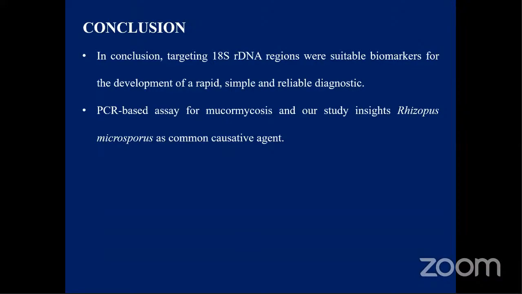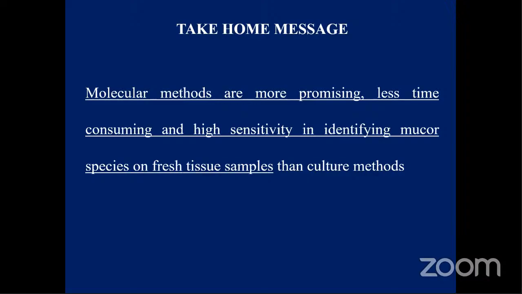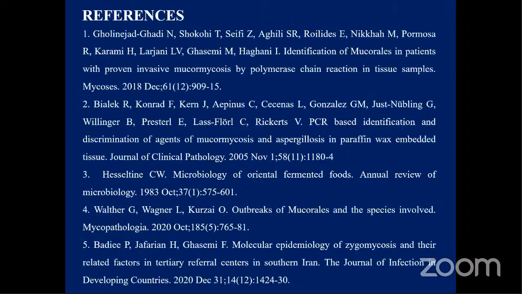Conclusion. My conclusion is that targeting 18S rDNA regions is a suitable biomarker for the development of a rapid, simple and reliable PCR-based diagnostic assay for mucormycosis, and our study shows Rhizopus microsporus as a common causative agent. Take home message: molecular methods are more promising, less time consuming and have high sensitivity in identifying mucor species on fresh tissue samples than culture methods.